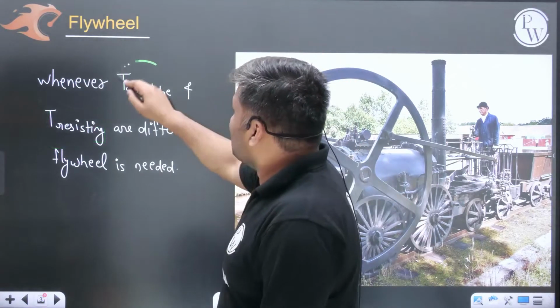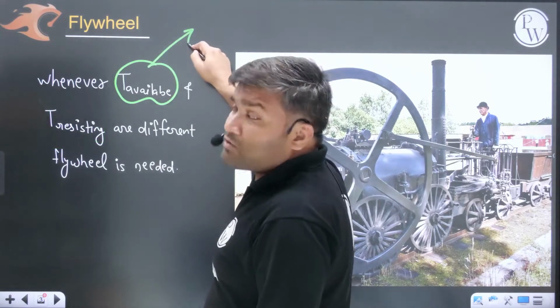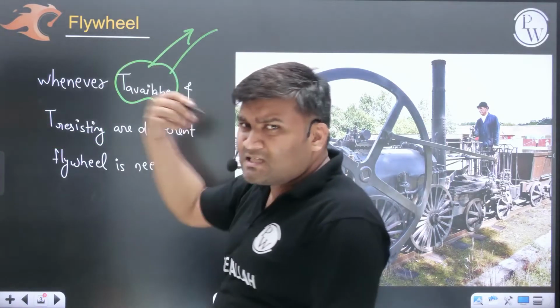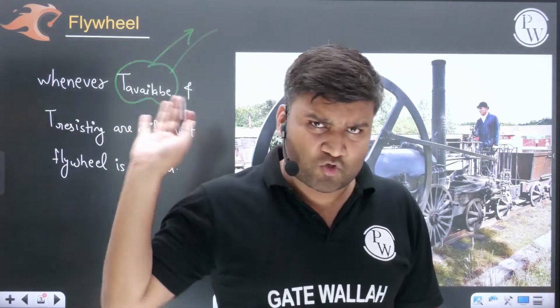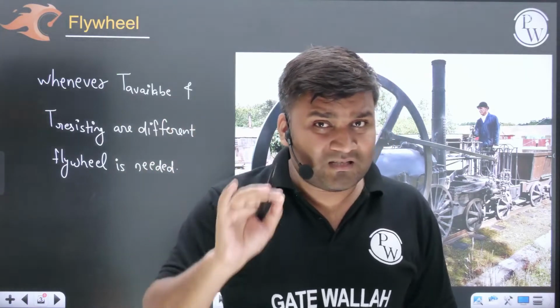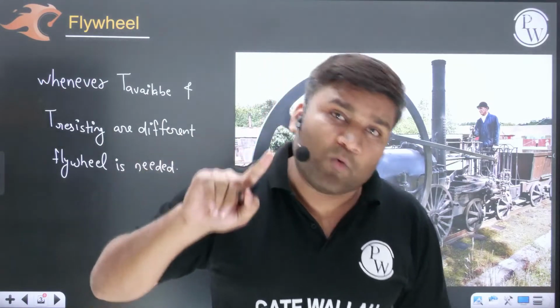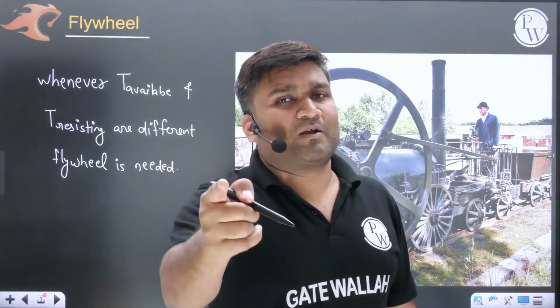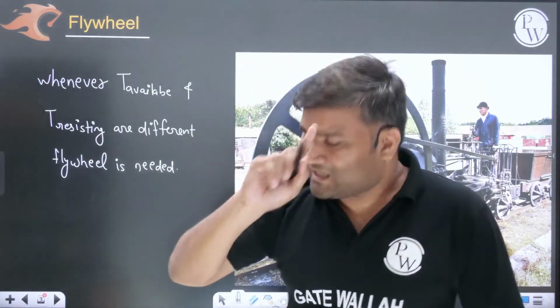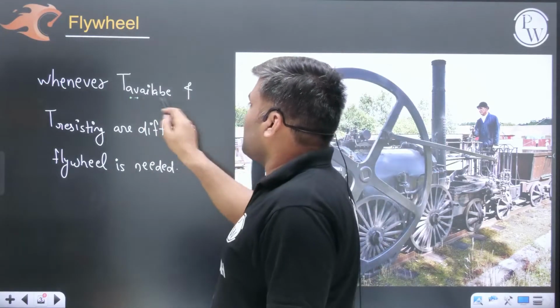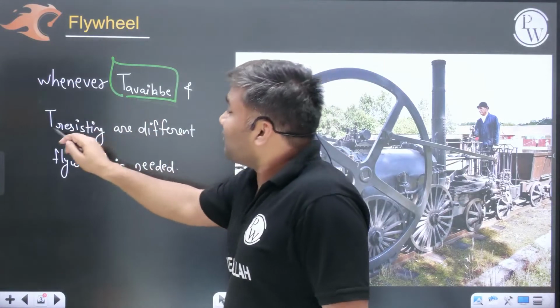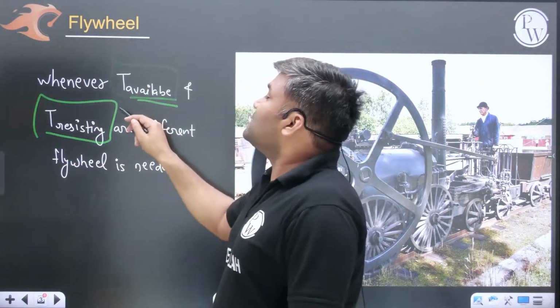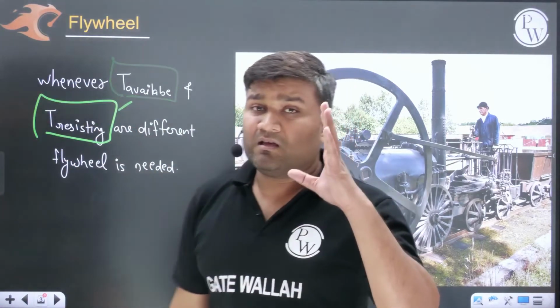This available torque, maybe this is available because of motor, because of engine. Engine generally is going to produce fluctuating torque. We know this. I will show you why it is. But engines are going to provide you fluctuating torque. Motor, on the other hand, is going to provide you constant torque. Doesn't matter whether you are going to use motor or engine, whatever is the available torque and whatever is the resisting torque, if these two things are different, flywheel will be needed, beta.